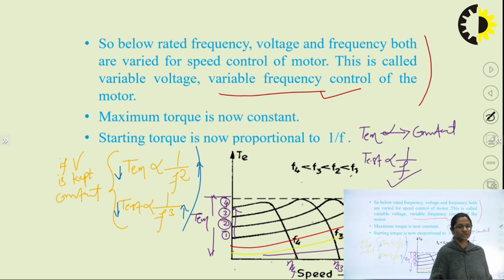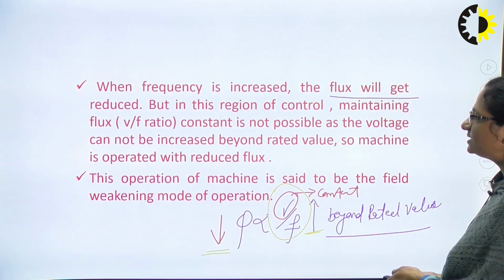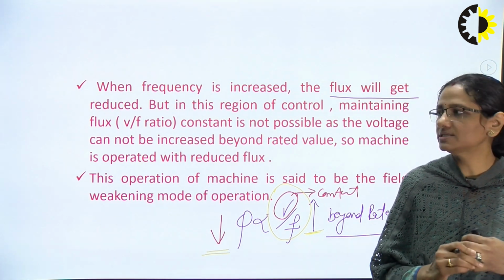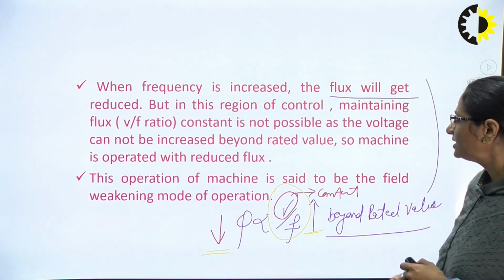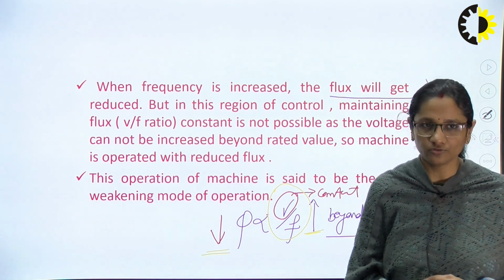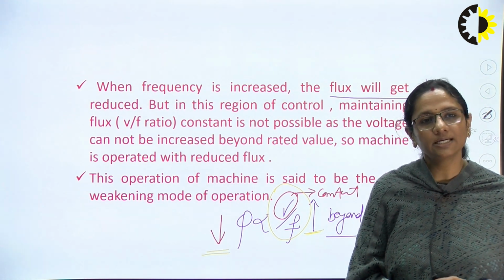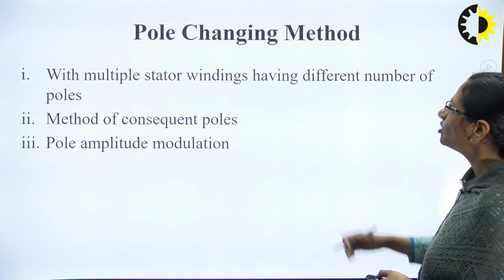So this is the effect of variation of only frequency beyond rated value upon the torque speed characteristic of the motor. So we can conclude that by reducing the frequency, we will reduce the operating speed of the motor. By increasing the frequency, we will increase the operating speed of the motor, and at the same time, we have to take care of the effect of this variation in frequency upon the torque speed characteristic of the motor. We have to take care of the effect of this variation in frequency upon the air gap flux of the motor as well.